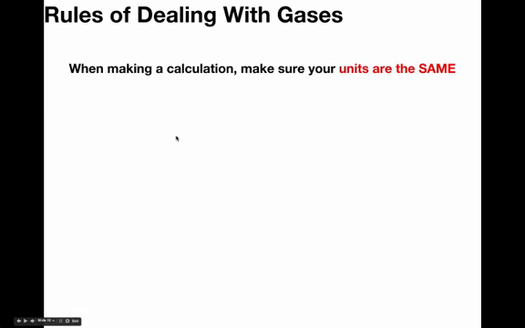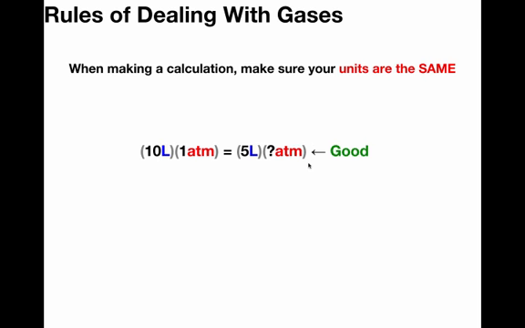Second rule is more general. This should generally be true when you're performing calculations. When you are making a calculation, make sure that your units are the same on both sides of the equal sign. What I mean by that is that if you have a calculation where you have 10 liters times 1 atmosphere on the left side of an equal sign, and you have 5 liters times x atmospheres on the right side, you have liters on the left, liters on the right. You have the same unit. You have atmospheres on the left, you have atmospheres on the right.